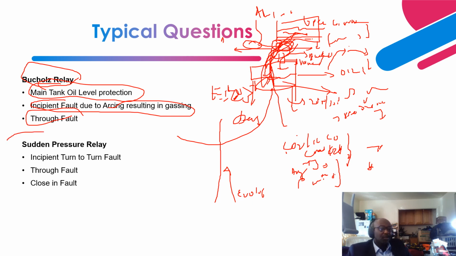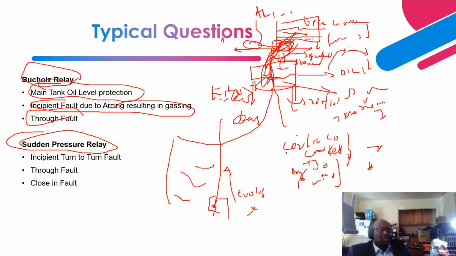Next is the sudden pressure relay. Like I told you, they are mounted on the corners of the main tank. You have a transformer filled with oil. A through fault will create a pressure wave by electrodynamic forces that will impinge upon the bellows and activate and trigger the sudden pressure relay, which trips the breaker and isolates the transformer.